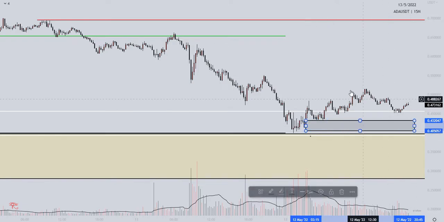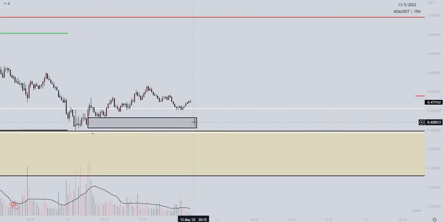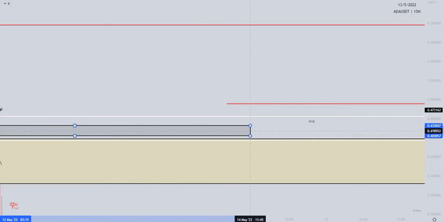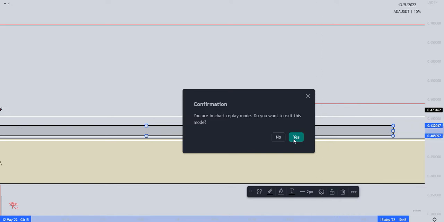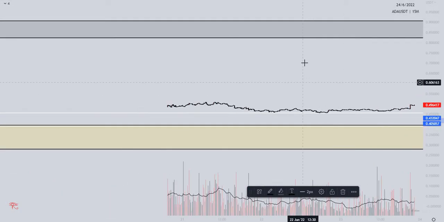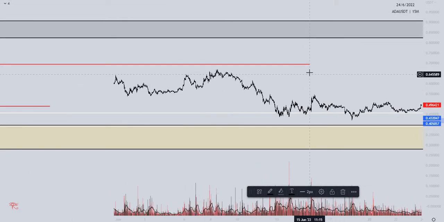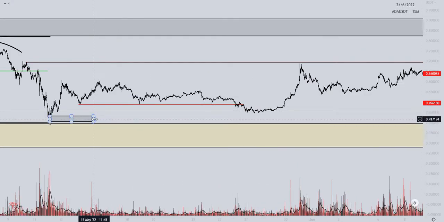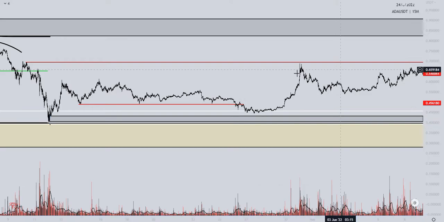So I can mark this as a zone of demand, or I can mark this one institutional candle to look to possibly take a trade off, or after price comes back into it, I can wait for structure to now confirm that. So let's go to replay mode. Then let's show you where price ended up mitigating within this wick.